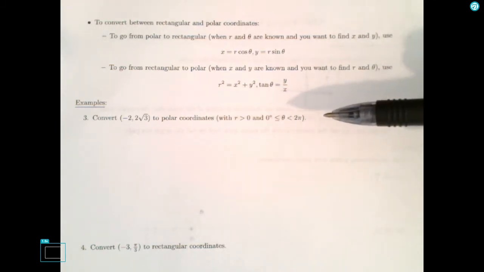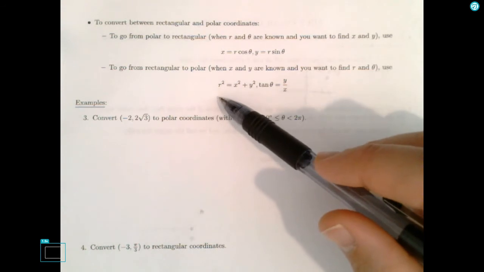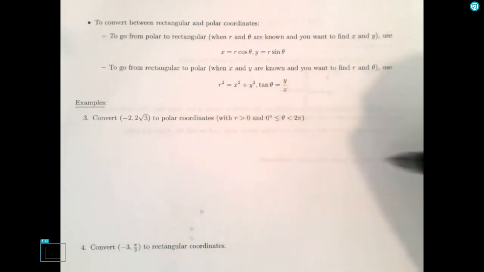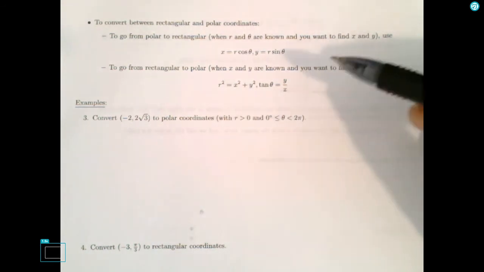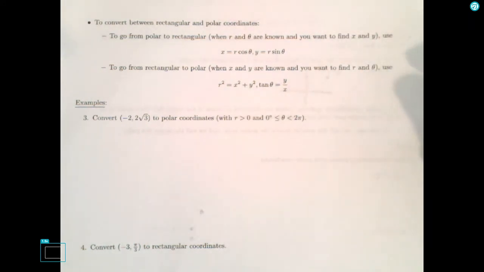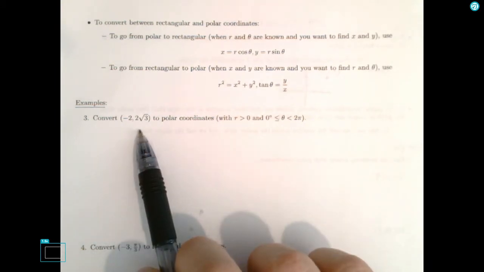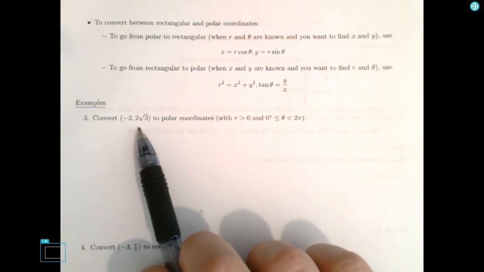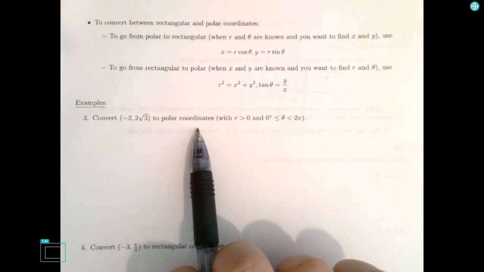Keep in mind that the hypotenuse of your right triangle is what r is, right? x and y are the legs, okay? And so then you should be able to see these relationships pretty easily. Okay, so for example, let's convert this point, which is given in rectangular coordinates, into polar coordinates.